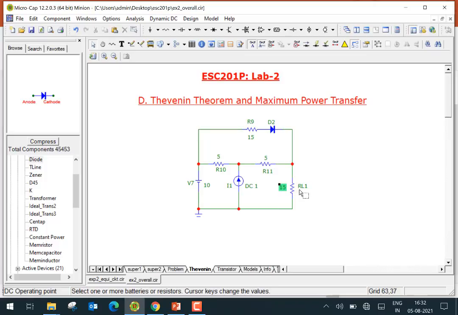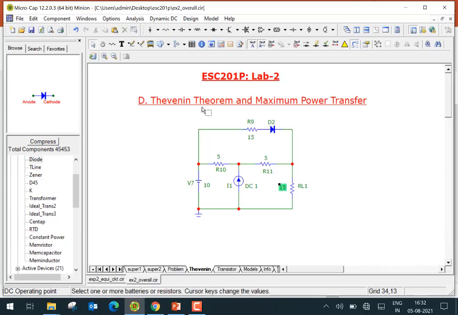So we still have to figure out the optimum value of RL such that the maximum power is dissipated here. Now, because of the presence of the diode, I cannot apply Thevenin's theorem because that relies on linearity of the circuit here. So we would like you to think about how you could use the simulator to figure out the optimum value of RL such that maximum power is dissipated when the circuit is nonlinear and Thevenin's theorem is no longer applicable, right?